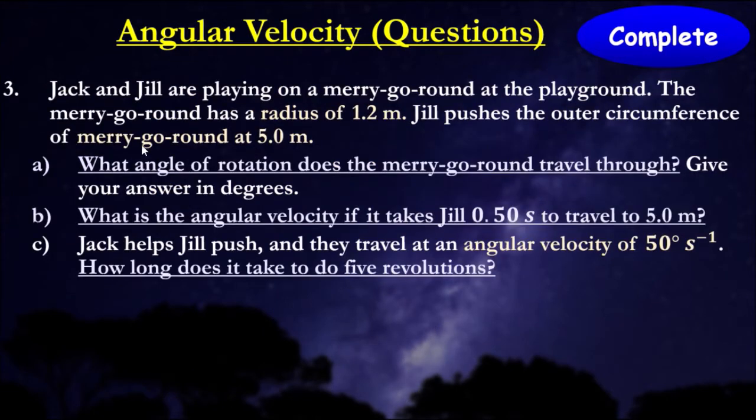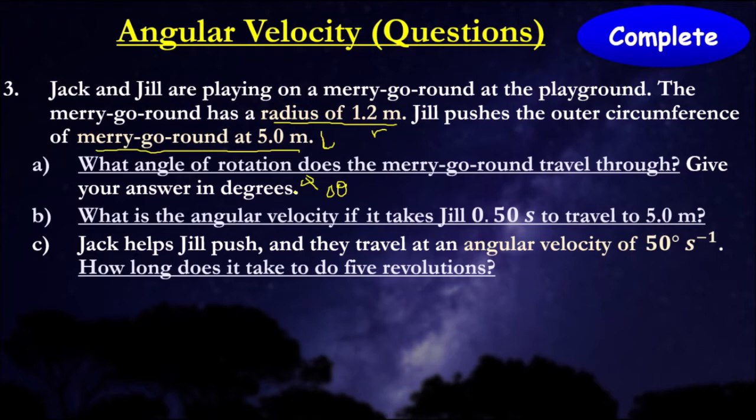All right, Jack and Jill are playing on a merry-go-round at the playground. The merry-go-round has a radius of 1.2 meters. Jill pushes the outer circumference of the merry-go-round at 5 meters. So that's the arc length of the traveled object. At what angle of rotation? So angle of rotation, we're looking at the angular displacement. Does the merry-go-round travel through?